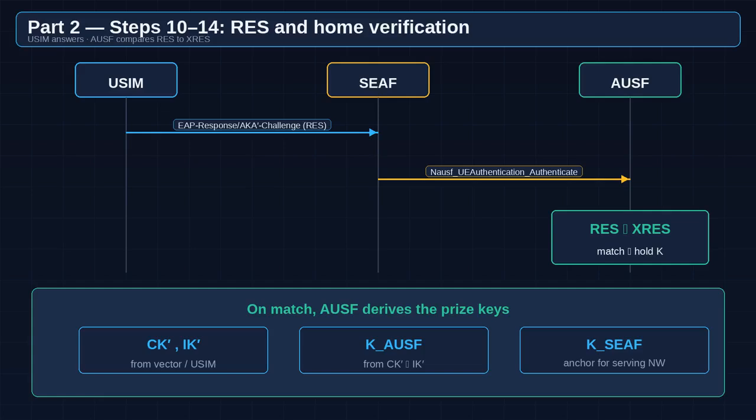Authentication is rejected. When RES equals XRES, the AUSF derives KAUSF from CK prime and IK prime, then derives the anchor key KSEAF. That anchor key is the prize the serving network actually needs. It is the root of the key hierarchy for this registration, without ever exposing K itself.